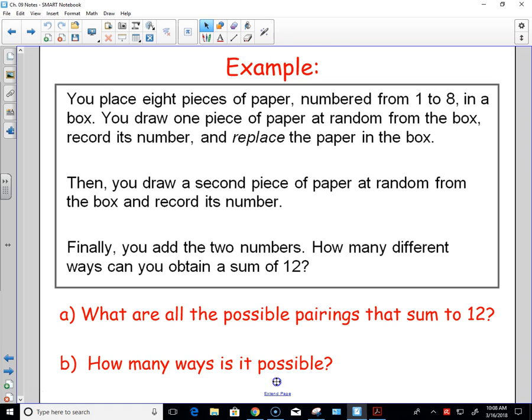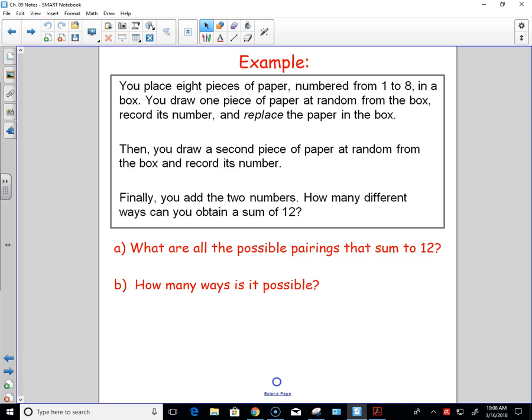Okay, so what's the scenario? What do you got? I have 1, 2, 3, 4, 5, 6, 7, 8 in a hat, a box, whatever. Pieces of paper, right? You draw one piece, record its number, put it back in, and then draw again. What are all the different possible pairings? Some of you started talking about it.